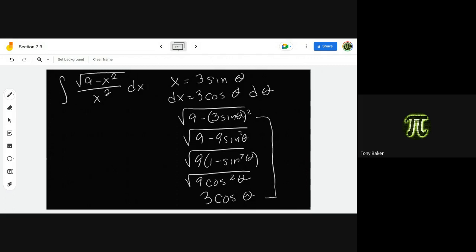All right, so now that we've got basically everything converted over into thetas, I got to plug everything back into the problem and see what I got. So the top I know is 3 cosine theta. X squared is 3 sine theta squared. And dx is 3 cosine theta d theta.